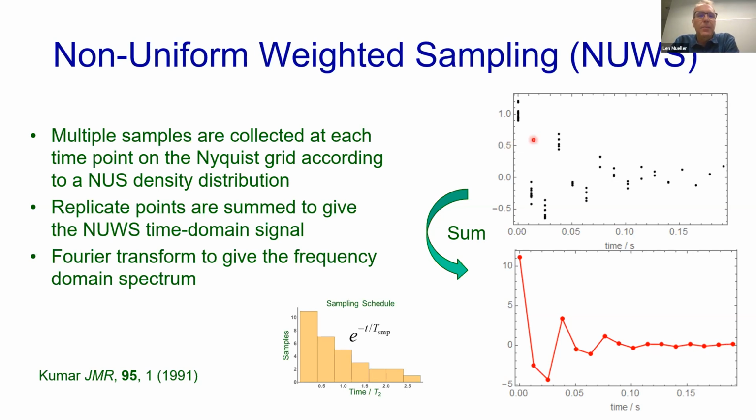And we do that with some bias, typically exponential. And then these replicate time points are just summed to give the NUWS time domain signal. And because this is on the Nyquist grid, you can just Fourier transform this into the frequency domain. And so this seems like a really simple way to do NUS. So what does it do to spectral knowledge?